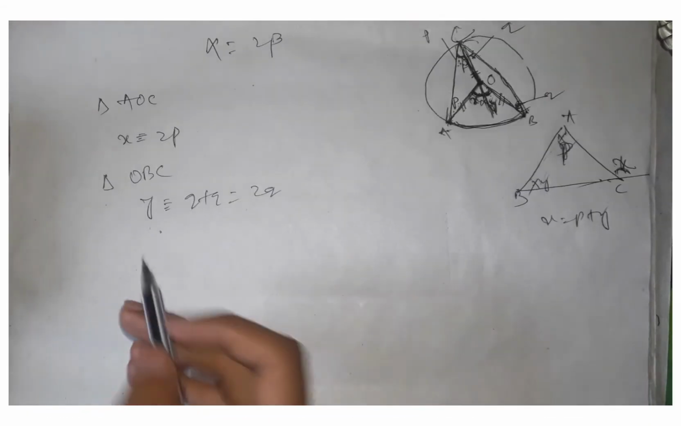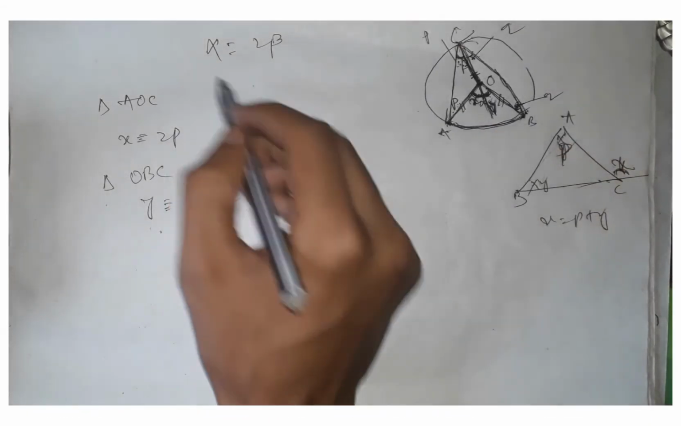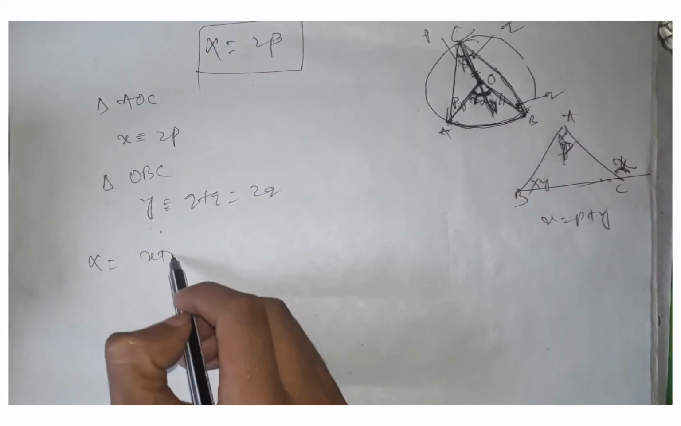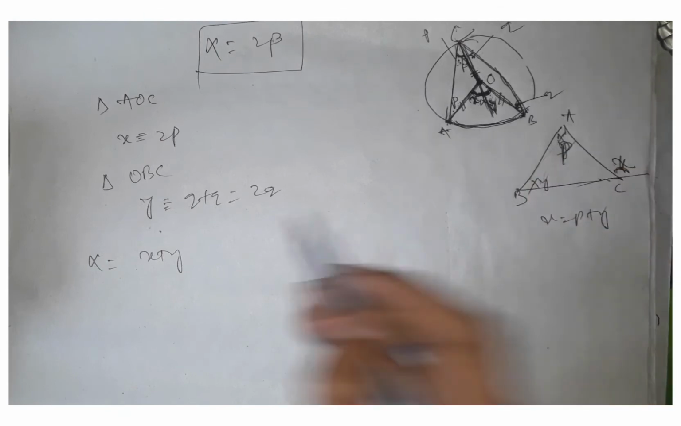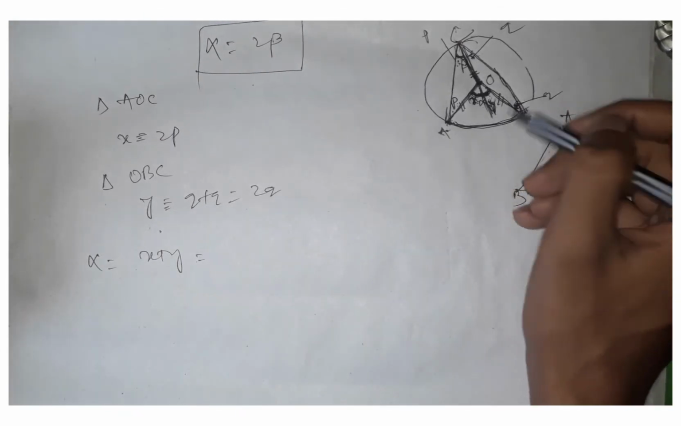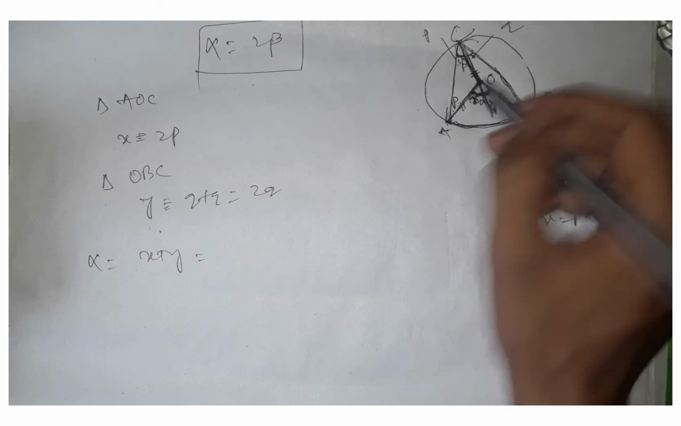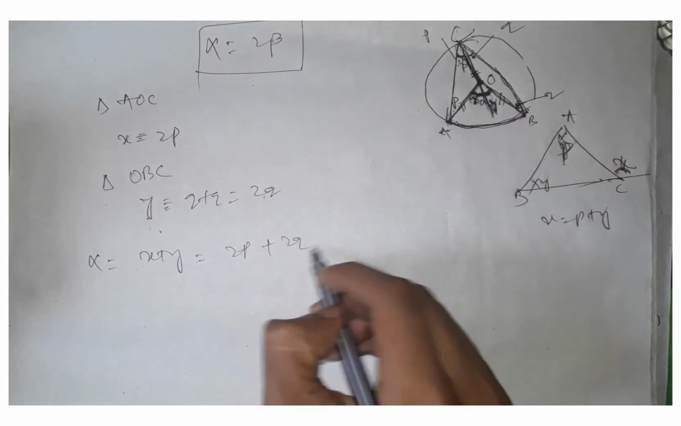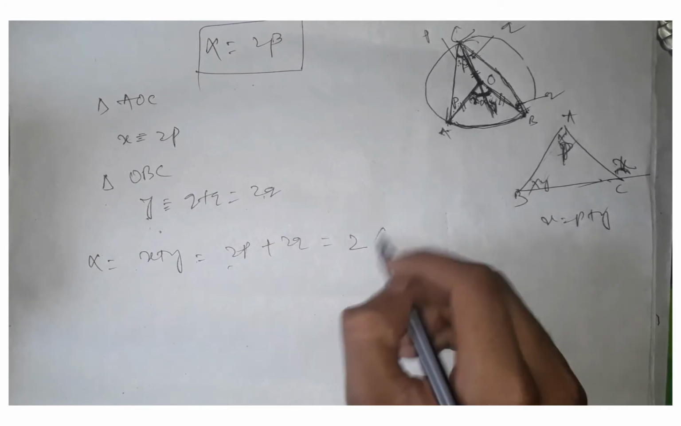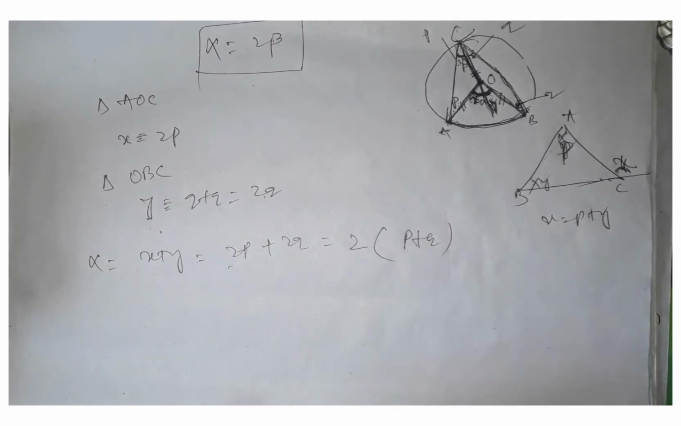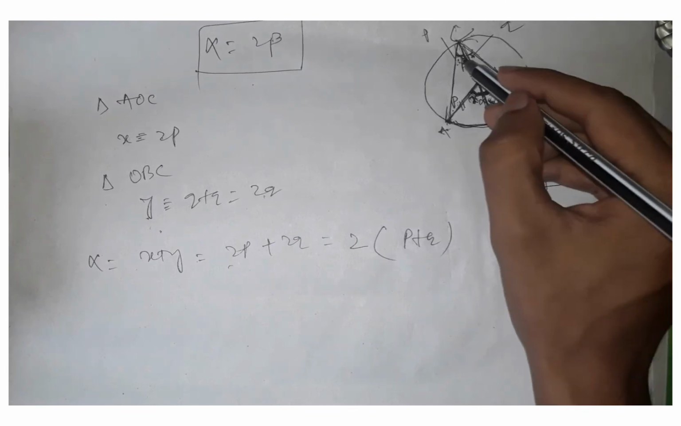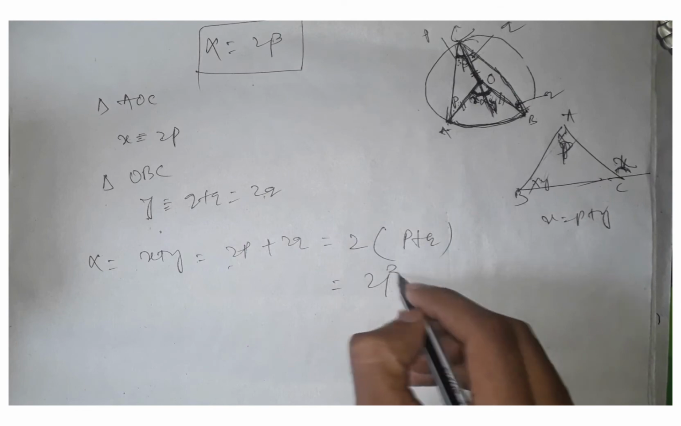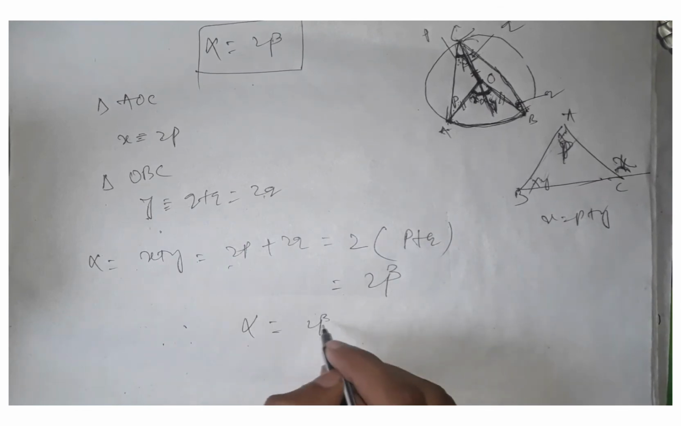Okay, what is that? I have to prove this. That means what is alpha? Alpha is equal to x plus y, this angle plus this angle. What is x? X is equal to 2 times P. What is y? Y is equal to 2 times Q. Then let's just take 2 common. We will get 2 times P plus Q. What is P plus Q? This angle is P, this angle is Q. P plus Q is equal to beta, so 2 times beta. Okay, alpha is equal to 2 times beta.